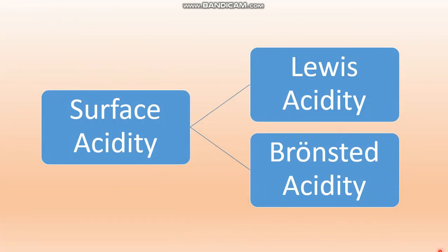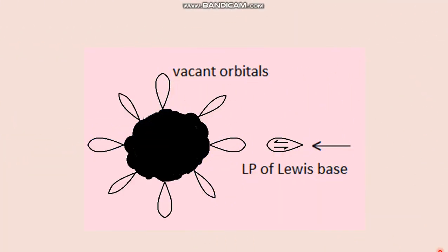This acidity can be divided into two categories, Lewis acidity and Bronsted acidity. The exposed surface of a particle is different from its bulk, since it possesses many broken bonds, which in turn leave many partially vacant orbitals. Hence, it acts as an electron pair acceptor. These are the vacant sites or vacant orbitals which can accept the lone pair of the Lewis base. So this surface has an acidic nature.